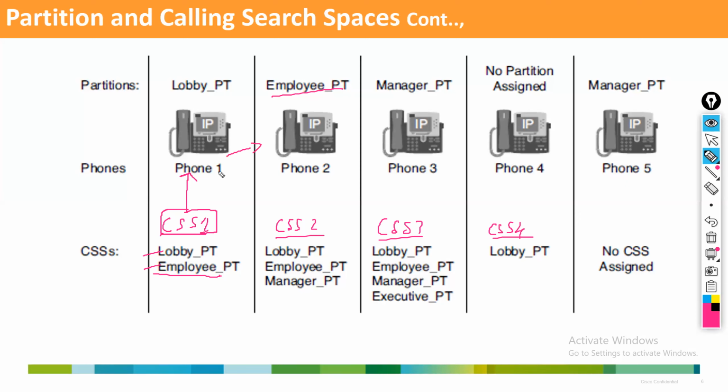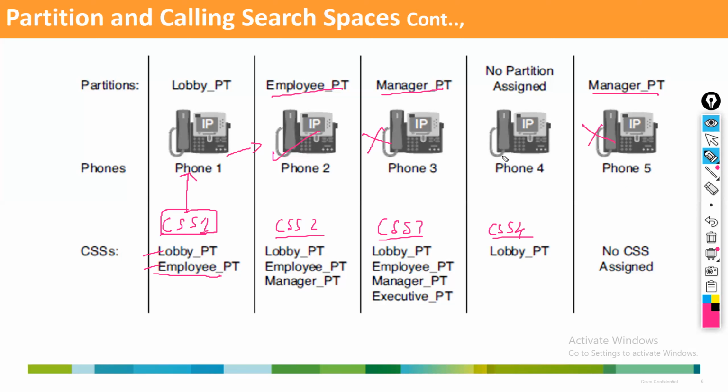Now I want to dial from phone 1 to phone 3. Is it possible? Now it's not possible. Hold on. You have the CSS, but the destination is under the manager partition, and under your CSS you don't have the destination partition. So here it's not possible to dial. Here I can dial, but here it's not possible. Next, can I dial to phone 5? Here also it's not possible because here also we have the manager partition, but under my CSS, I don't have any manager partition.